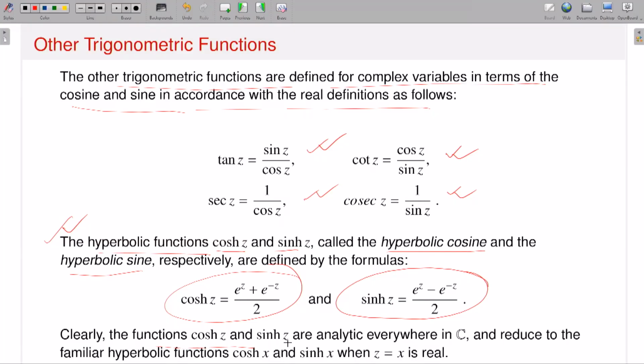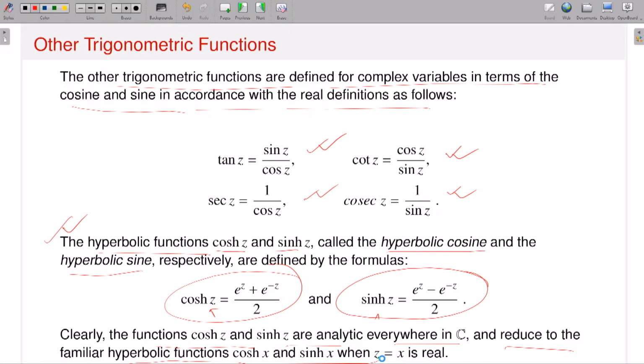Okay, clearly the functions cosine and sine hyperbolic are analytic everywhere, because I am writing them in terms of the exponential, and these are analytic functions in the whole complex plane. Therefore, these two functions are also analytic functions, and they reduce to the familiar hyperbolic cosine and sine functions if I replace z by x. So either you can say that you have the first definition in terms of the complex variable, then you take z equal to x and it boils down to the real case, or you can think that I have a cosine and sine hyperbolic function in terms of x, then I am just replacing x by z, and I will have the complex hyperbolic cosine and complex hyperbolic sine. Okay, so similar kind of things you can do.